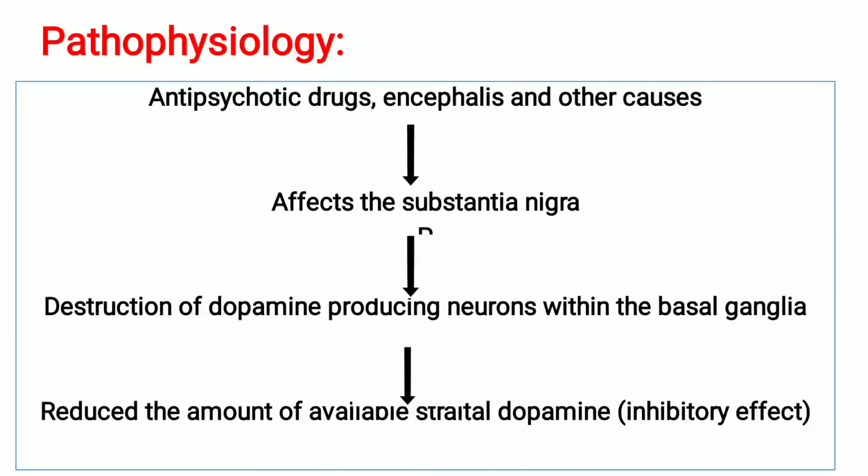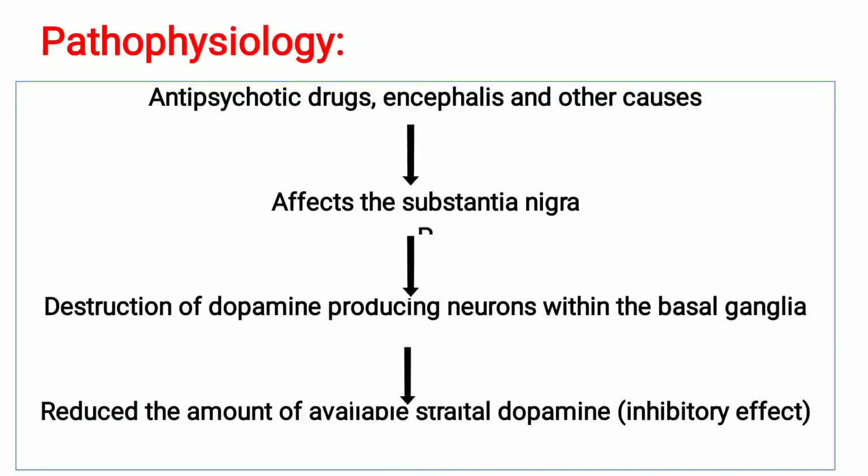Pathophysiology. Parkinson disease is primarily associated with the gradual loss of cells in the substantia nigra of the brain. This area is responsible for the production of dopamine. Dopamine is a chemical messenger that transmits signals between two regions of the brain to coordinate activity. Antipsychotic drugs, encephalitis and other causes can affect the substantia nigra. This destroys the dopamine producing neurons within the basal ganglia.